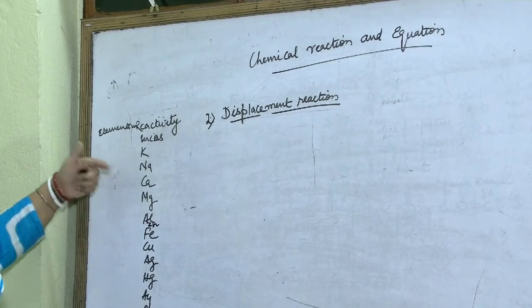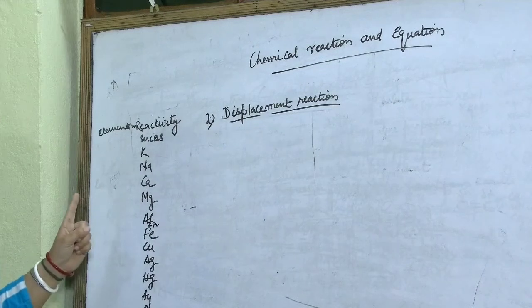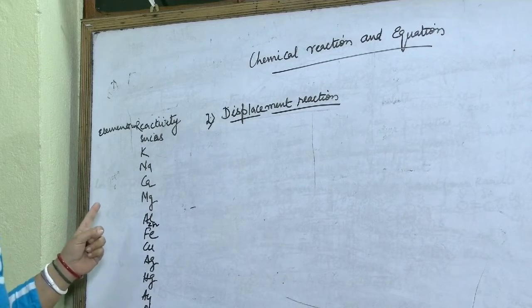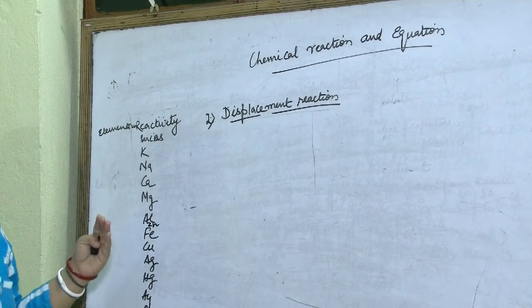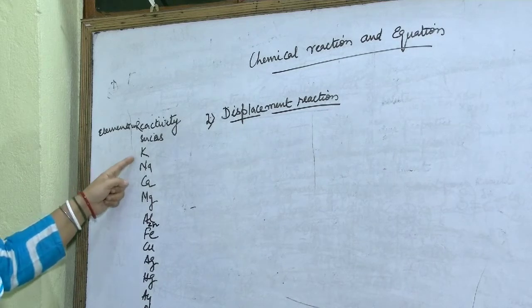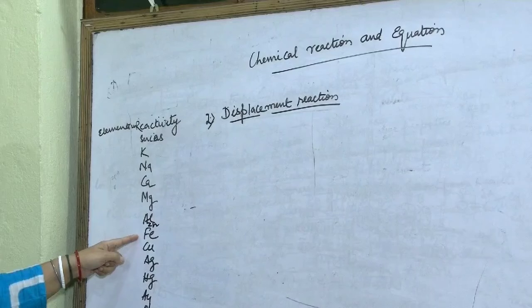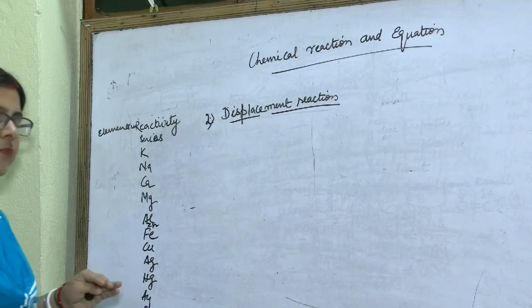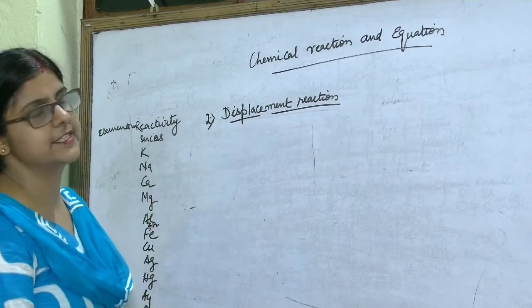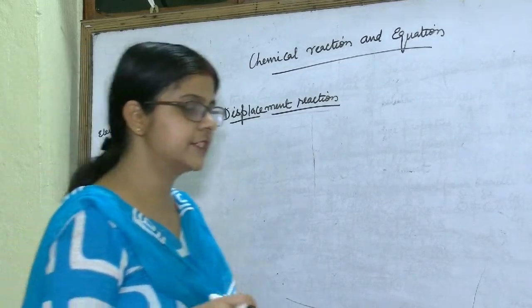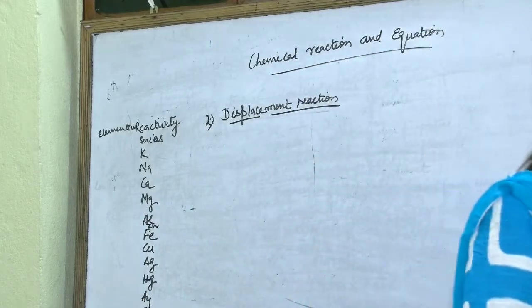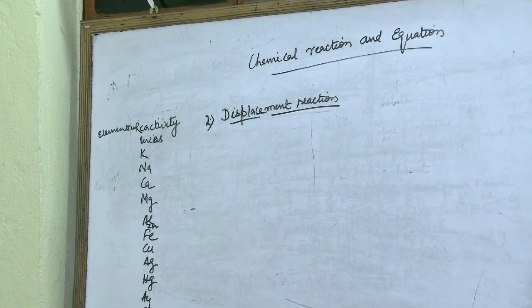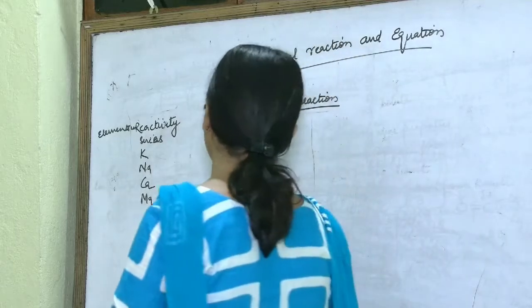So the element which is present higher in the reactivity series will displace the element present lower in the reactivity series. A more reactive element will displace the less reactive element from its compound and form a new compound. This is known as displacement reaction. Again I am telling what is displacement reaction: a reaction in which atoms of one element displace the atoms of another element and form a new compound in the solution. I am giving you some examples, then it will be clear.